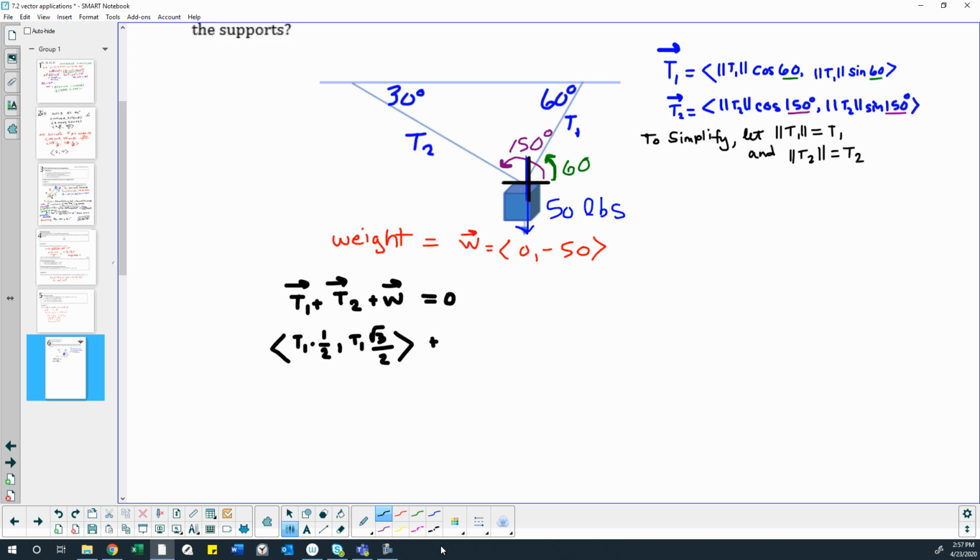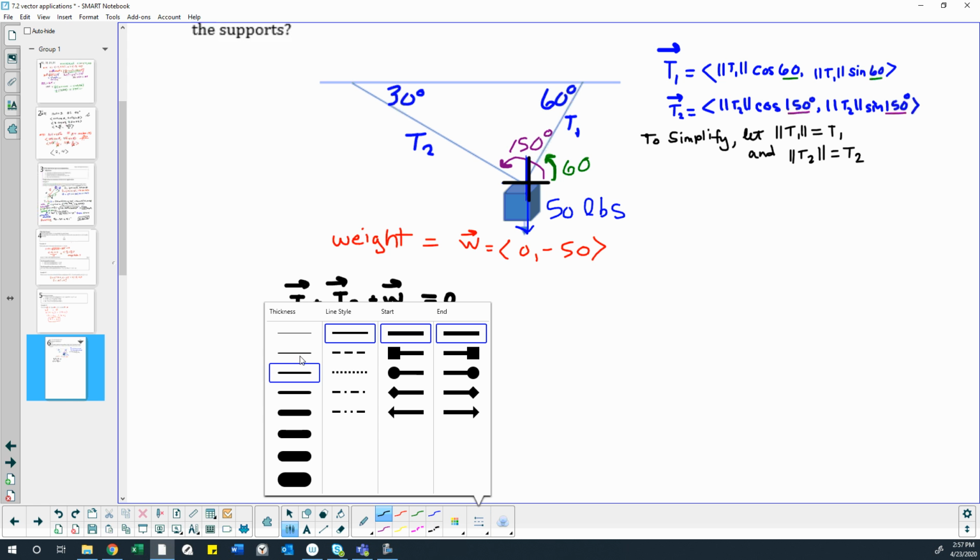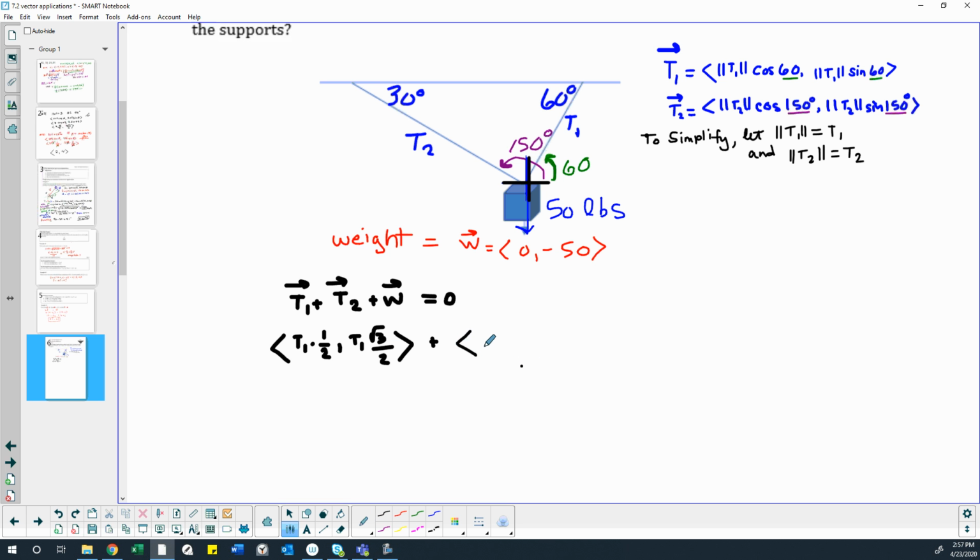And we're going to add that to vector T2. So T2 would be magnitude T2 times the cosine of 150. That's going to be negative square root of 3 over 2, because it's a second quadrant angle, cosine is negative. And then it'll be T2 times the sine of 150, which sine is positive and it's a 30-degree reference angle, so it would be 1/2.